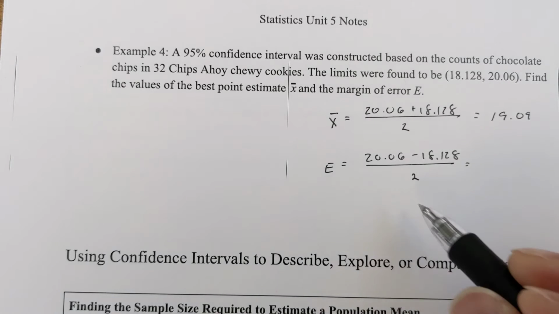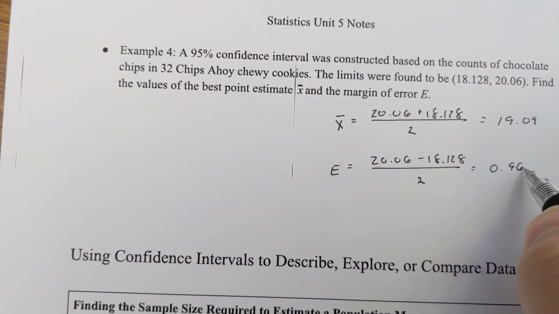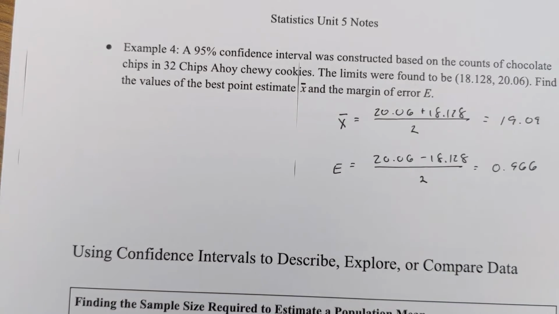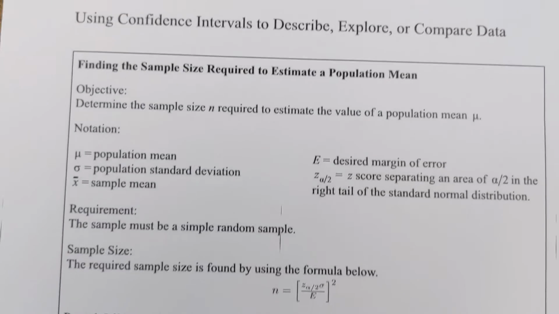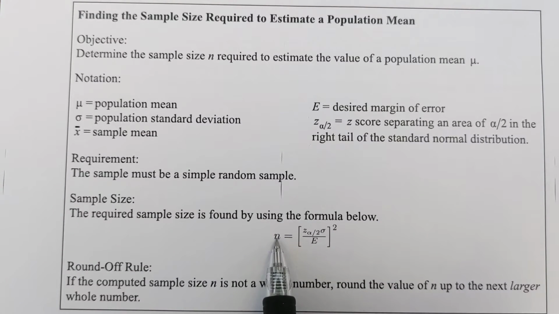And down here, the error: 20.06 minus 18.128, divided by 2. This is 0.966. So those are our values for that. All right, down here, we've got the formula to work backwards. How many measurements do you need to make to have a given confidence interval?